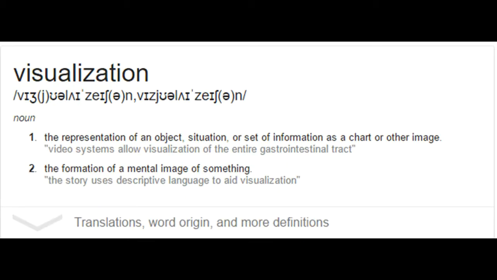Now let's have a look at the word visualization. And we're focusing on the pronunciation on the left, where we have zh, we have z, and we have sh. Visualization. And again we see that the letters do not correspond with the symbols.